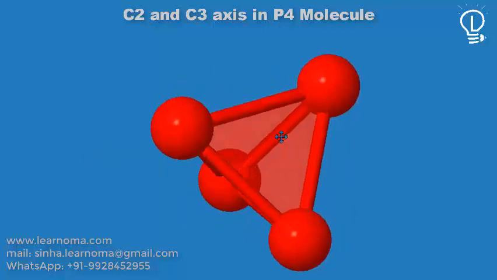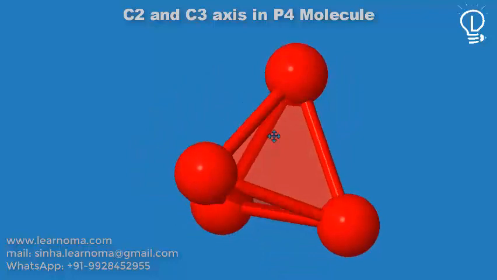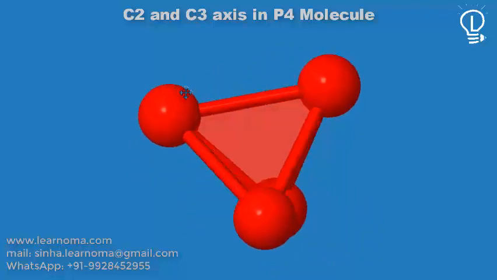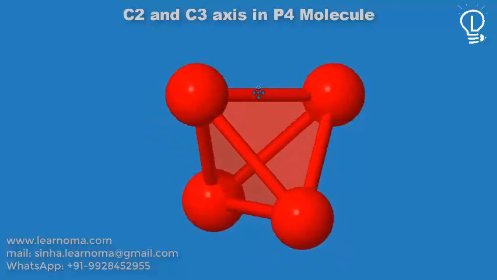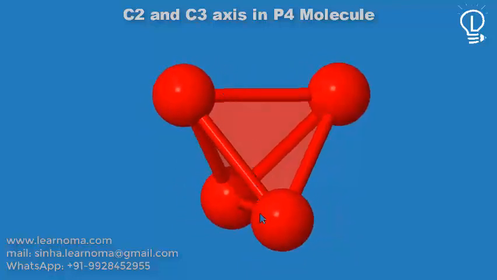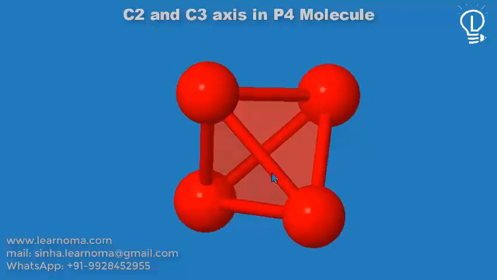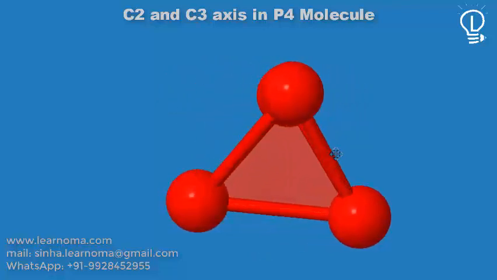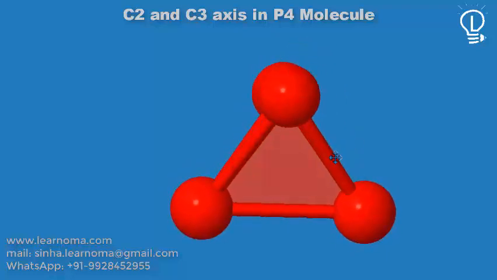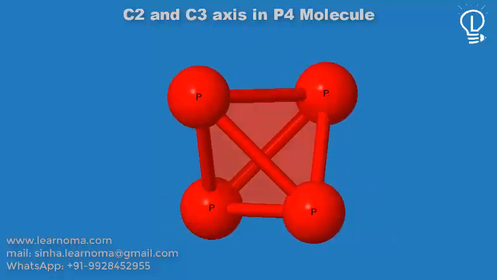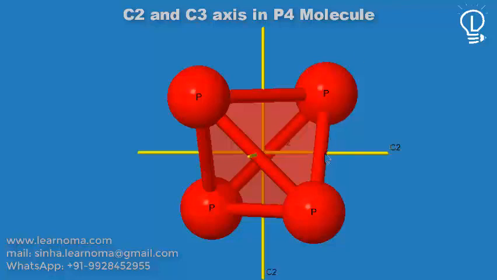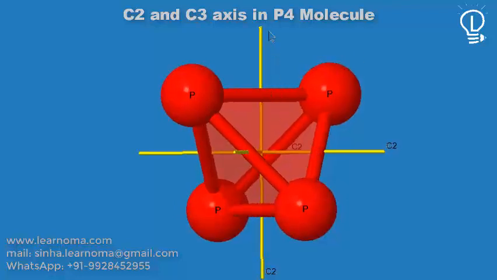See, overall in P4 we have 6 edges, and whenever a C2 axis passes through these edges, every C2 axis occupies 2 edges, and therefore we can say that it can have only 3 C2 axes of symmetry. Let us see the C2 axes of symmetry in this particular P4. See this. This is one of the C2 axes of symmetry.